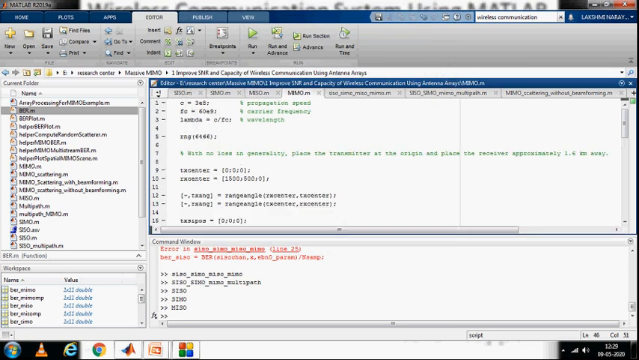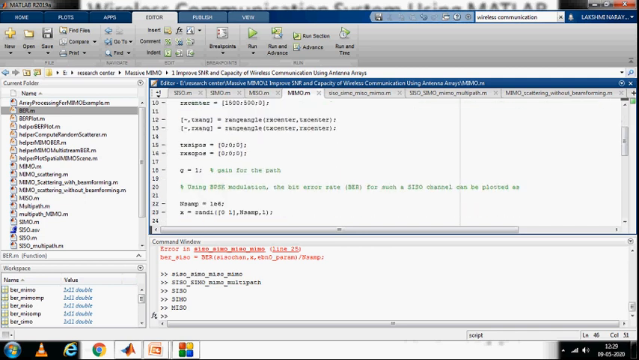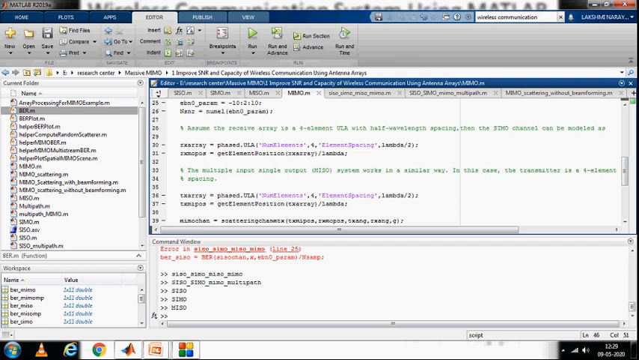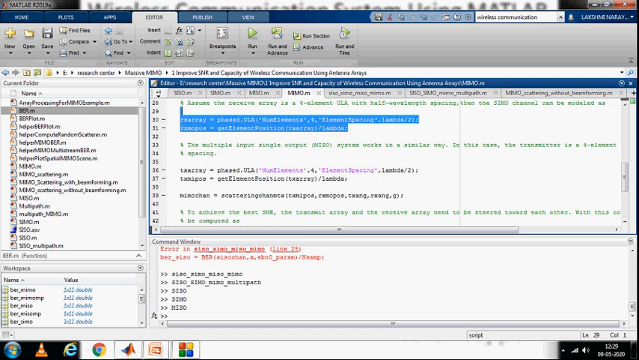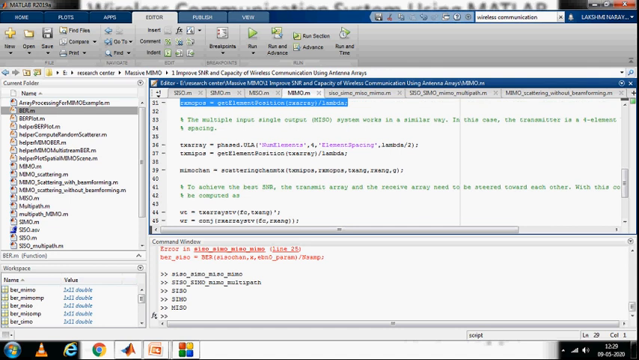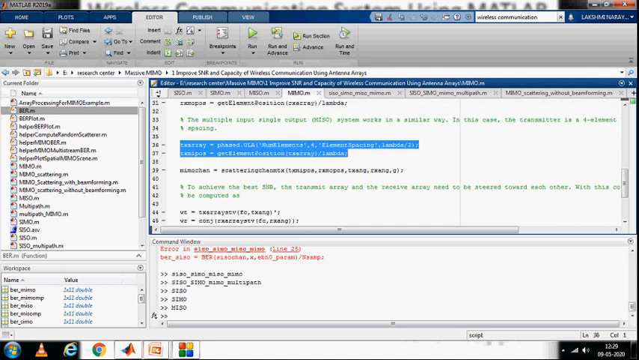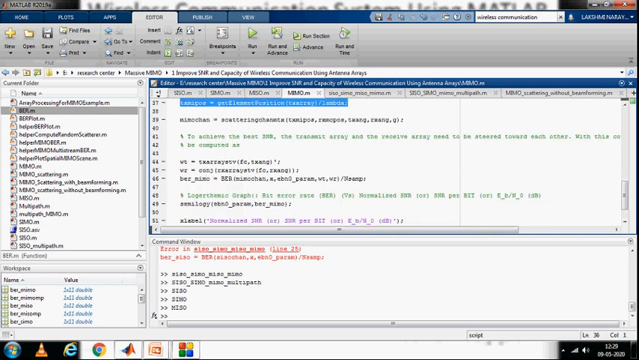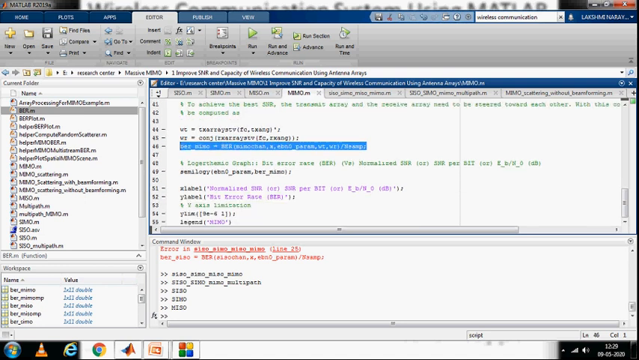Finally, here we'll see the performance of MIMO. In MIMO also we need to define these parameters, but here we need to define the number of receiver antennas, that is 4. We are defining the number of transmitter antennas, array elements, that is 4, meaning we are defining this 4 by 4 MIMO. And this is the bit error rate for the MIMO. Now we'll try to draw the graph for this. Here we'll see what the value is for the normalized SNR.